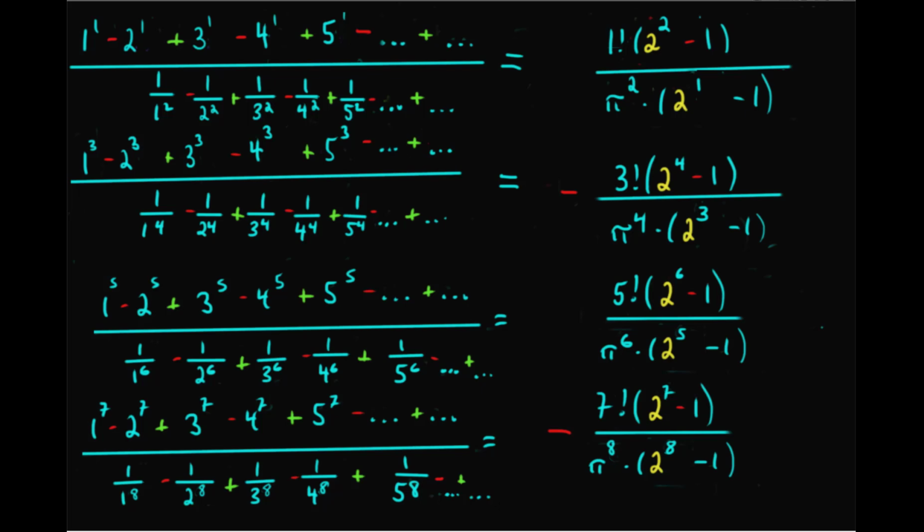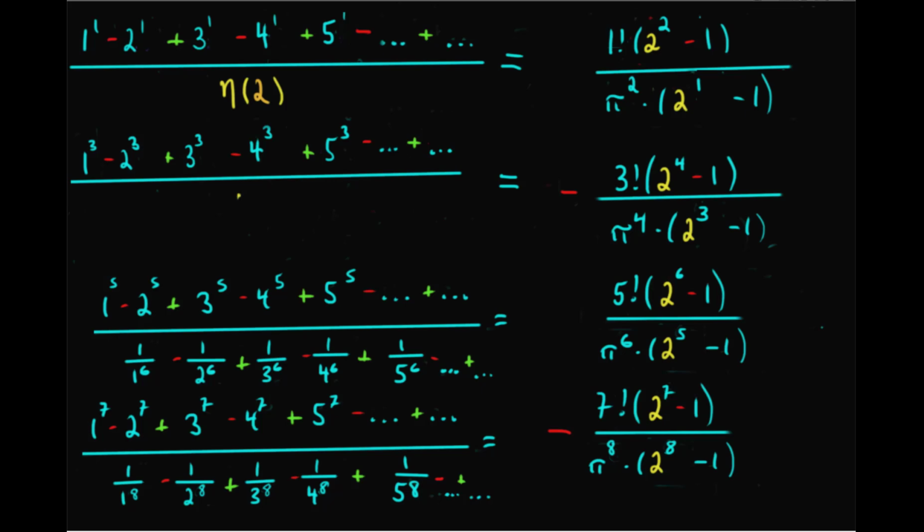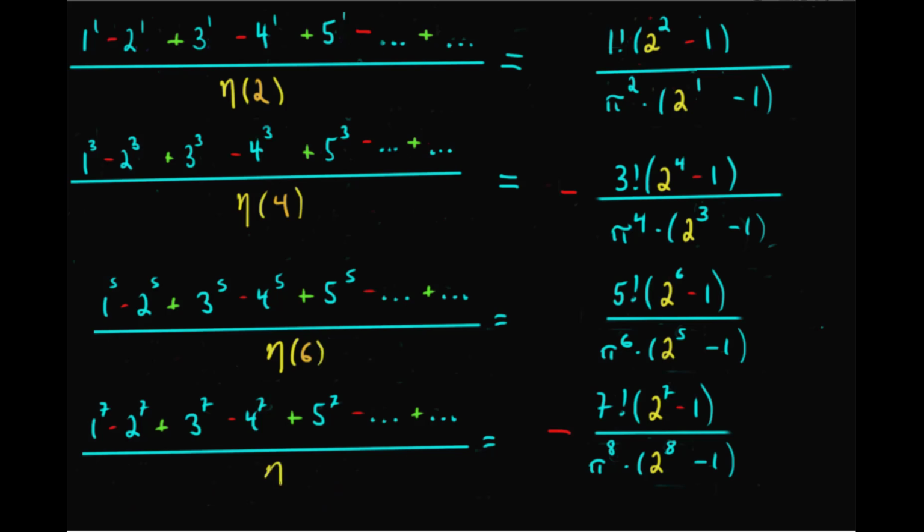So here I've just written out the infinite series quotients where we have a non-zero result. Our first one is 1 to the first minus 2 to the first plus 3 to the first minus 4 to the first and so on, all over eta of 2. The next one is 1 cubed minus 2 cubed plus 3 cubed minus 4 cubed and so on, all over eta of 4. Then we have the series with 1 to the 5th minus 2 to the 5th and so on over eta of 6, and then 1 to the 7th minus 2 to the 7th plus 3 to the 7th and so on all over eta of 8.